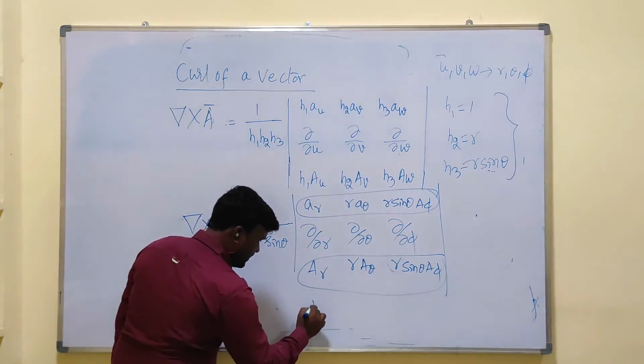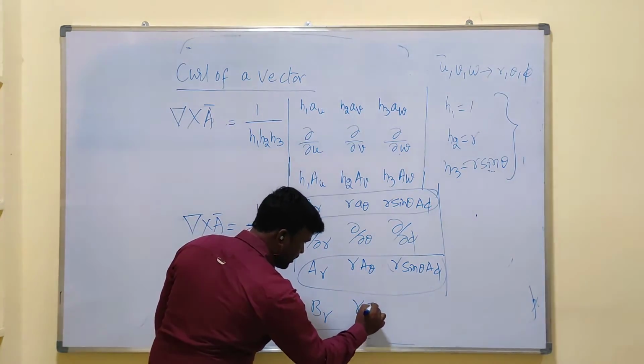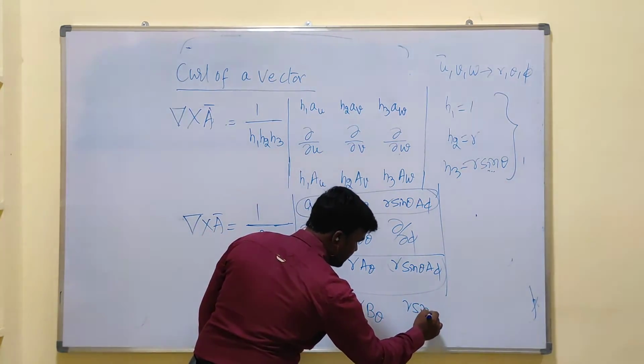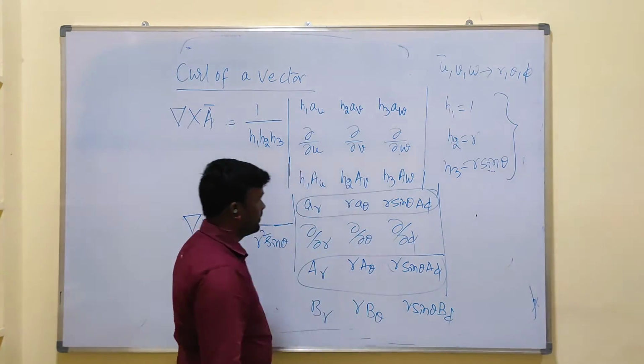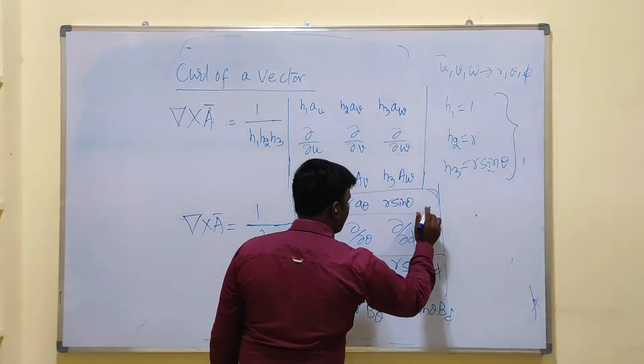If the vector is B, here we have to take BR. Here it is R B theta, here R sin theta B phi. Sorry, it is a unit vector.